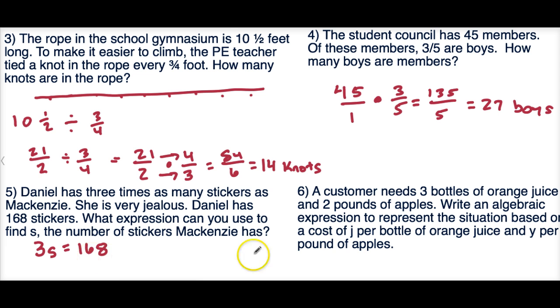the equal sign. Number 6, a customer needs 3 bottles of orange juice and 2 pounds of apples. Write an algebraic expression to represent the situation on a cost of J per bottle of orange juice and Y per pound of apples. So this one is going to be 3 bottles of orange juice, and orange juice represented by J. So it'll be 3 times J plus, because we're adding the cost together, 2 pounds of apples. So 2 times Y, and then that will be your final answer, and that's going to give us the total cost of going to the grocery store.